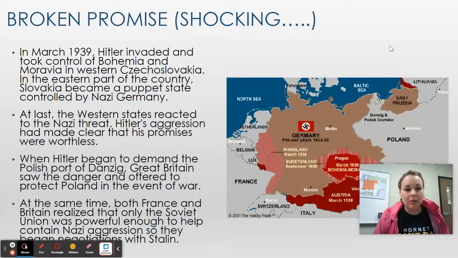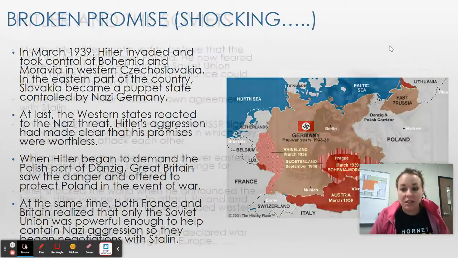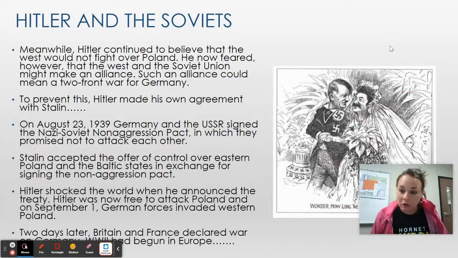This is what I was talking about a little bit ago. Broken promise, shocking. He's going to start, even after the Munich conference, doing everything he said he wasn't going to do. One of the things that he realizes really quickly about invading Poland is that if he invades Poland, he may have to deal on the other side with Stalin, in the Soviet Union. And he doesn't want to do that this early on.